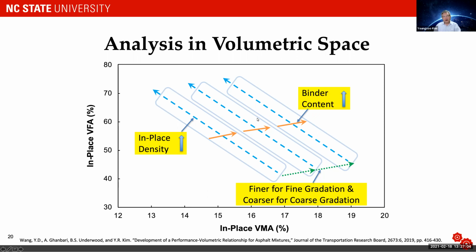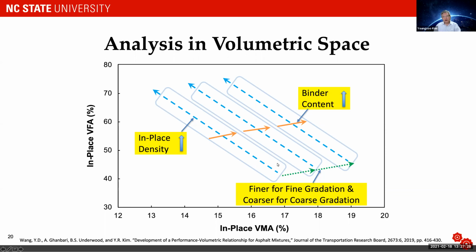Okay. Now within each gradation, as you go from bottom right to top left, in-place density goes up. So low air voids here, high air voids here. Okay? And within each gradation, as you go from left to right, binder content actually increases.